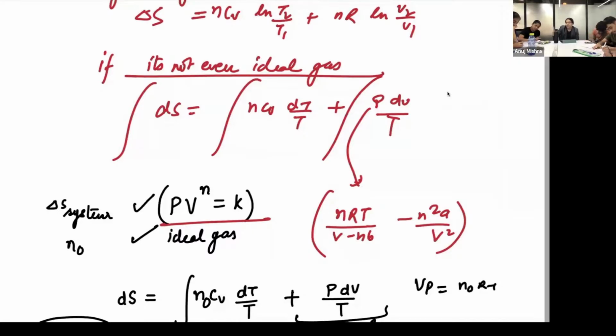Cv plus R is Cp, the last one. N Cp plus R can be Cp. So N Cp ln T2 by T1 is the final formula. N Cp ln T2 by T1.